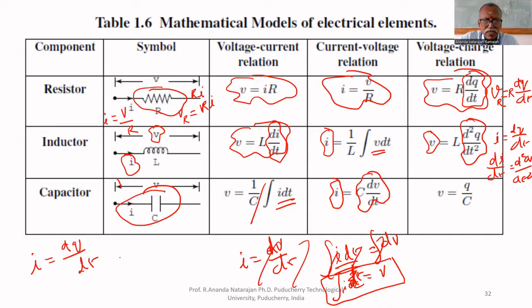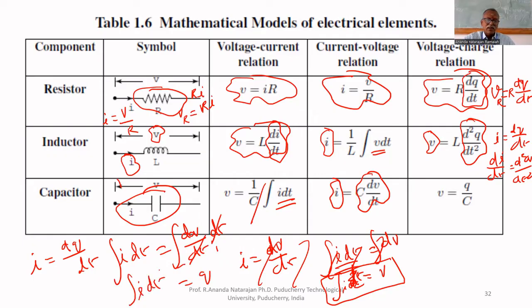If you integrate on both sides, the integral of dq by dt multiplied by dt, integrate on both sides with respect to time, you will get dt getting cancelled. Therefore, you will get q. Q equal to integral of I dt, because I equal to dq by dt. Therefore, integral of I dt equal to q.